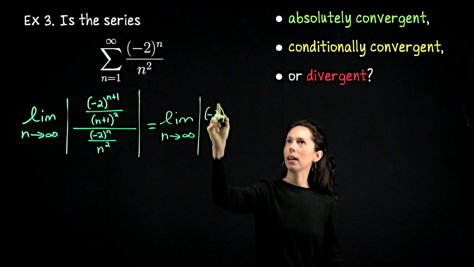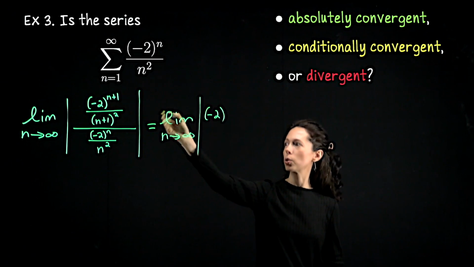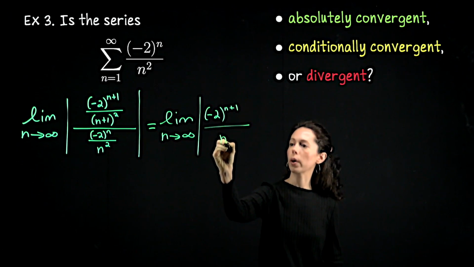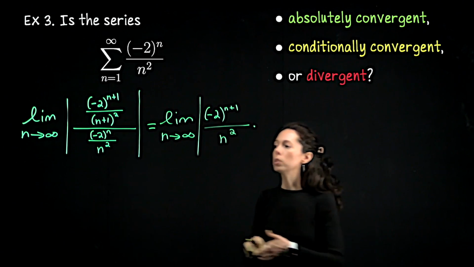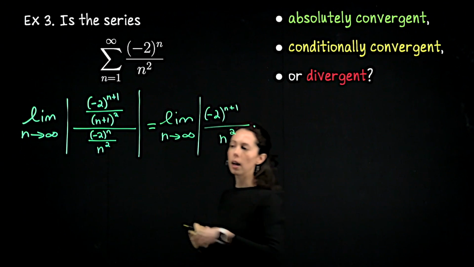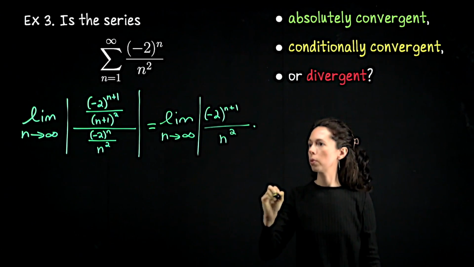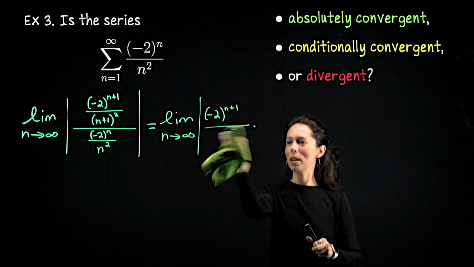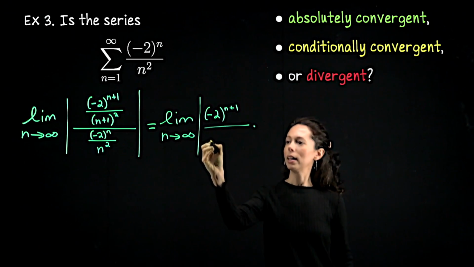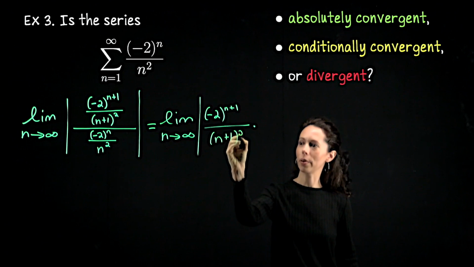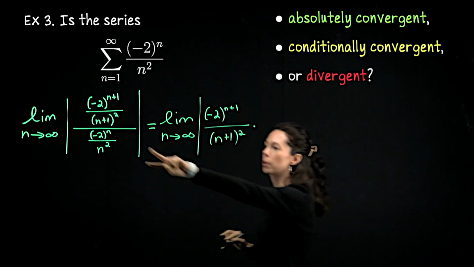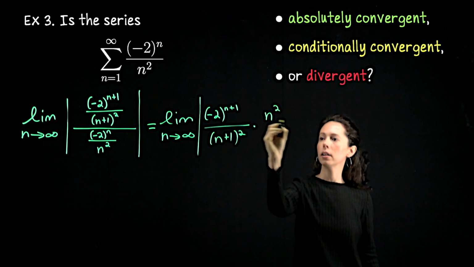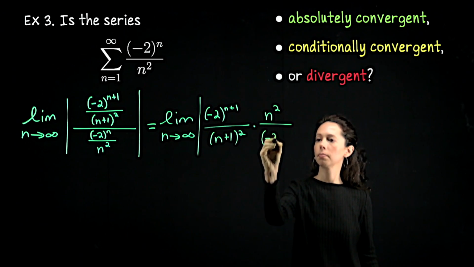So you write a sub n plus 1 in the natural order, -2 to the n plus 1 divided by n squared. Then multiply by the reciprocal of the a sub n term. Oops, it's so easy to write the n plus 1 term and then I mess it up. So the bottom should be n plus 1 squared. Okay, there we go. Multiply it by the reciprocal of the a sub n term. That's going to be n squared divided by -2 to the n.